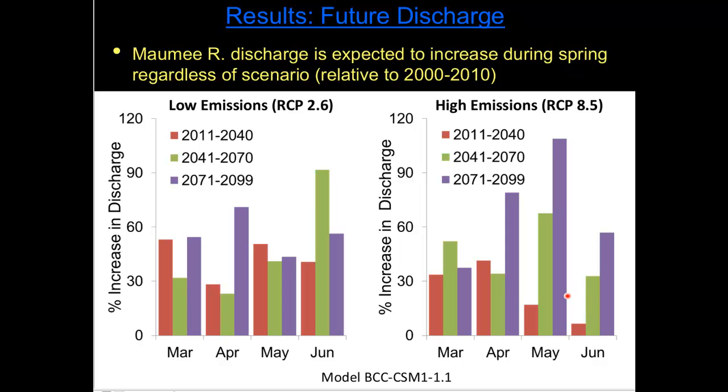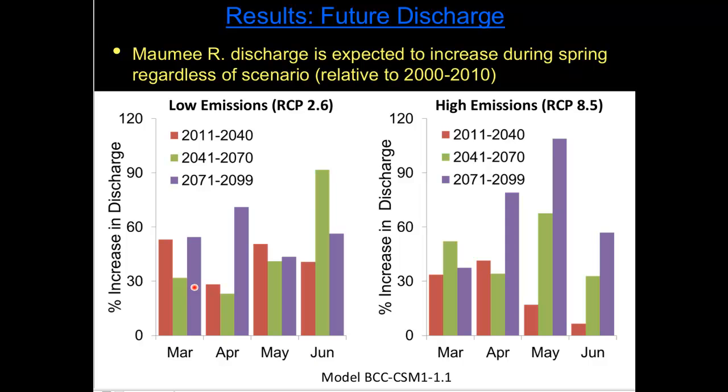And again, what I'm presenting here, as you see on the bottom of the screen, is for the BCC. So we're only looking at one climate change model here, the BCC Climate Change Model. On the left-hand side of the screen, we see increase in discharge from the Maumee River for the low emissions scenario, the RCP of 2.6. Again, we're looking at March, April, May, and June. We're looking at spring discharge is what we're interested in.